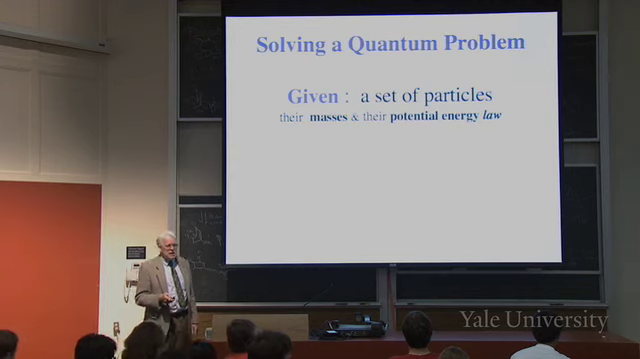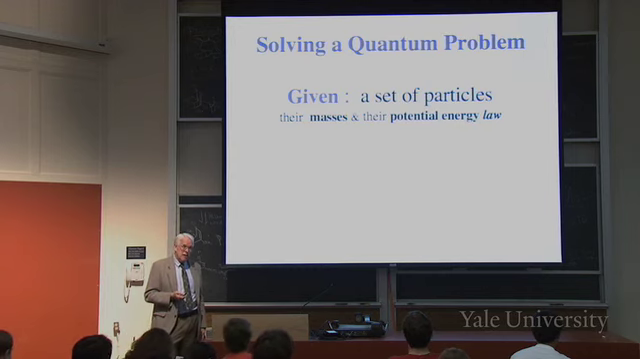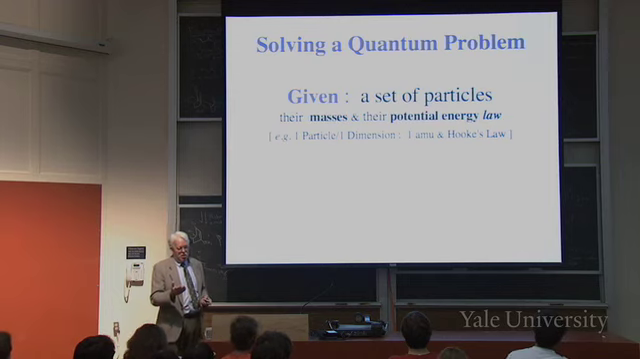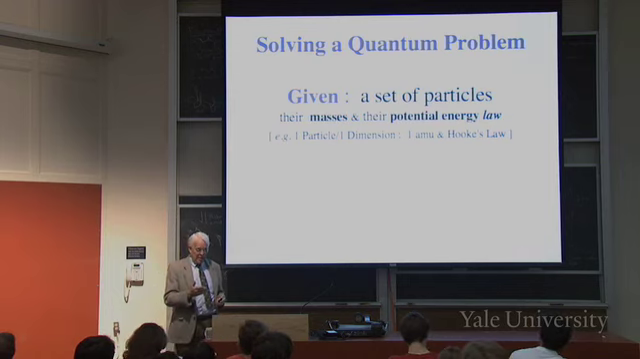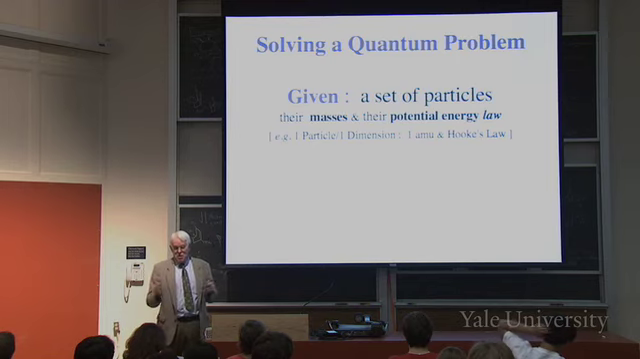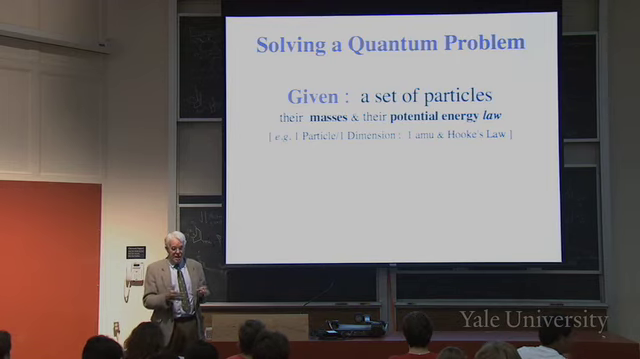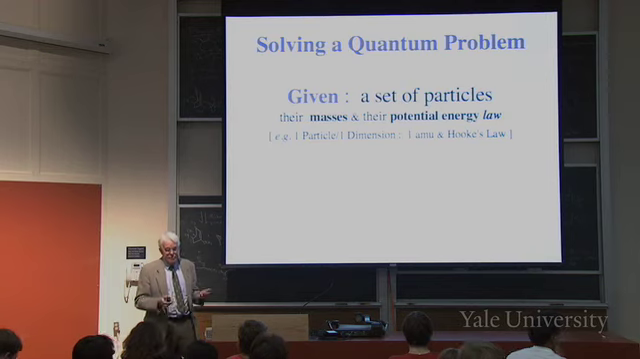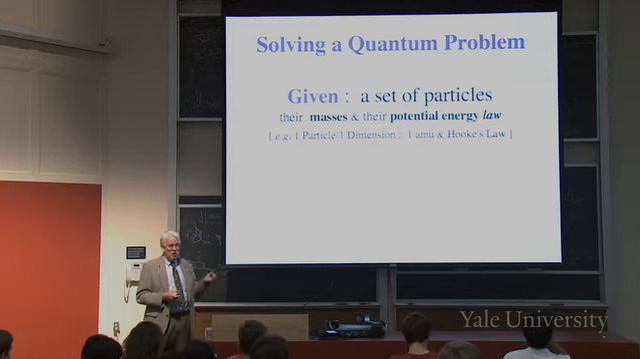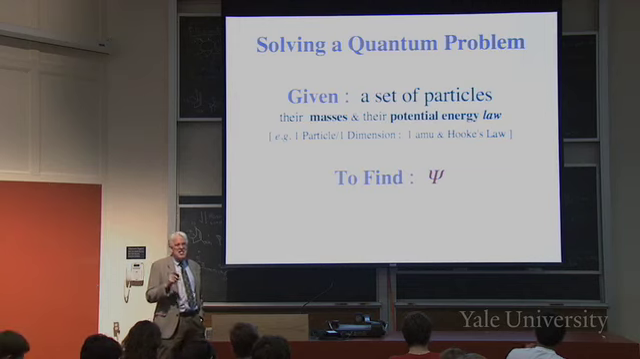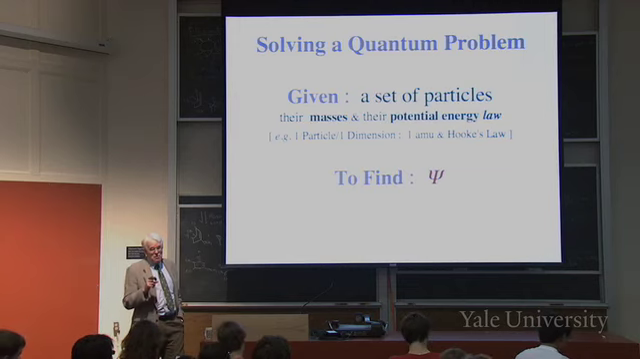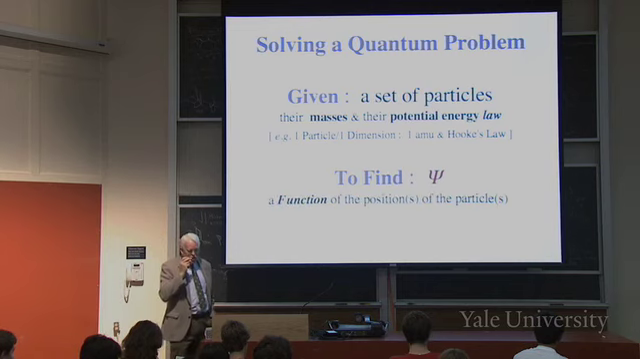Okay, now what do you need to find if you have a problem to solve? For example, you can have one particle in one dimension, so it could be one atomic mass unit is the weight of the particle, and Hooke's law could be the potential. Right? It doesn't have to be realistic. Could be Hooke's law, could be a particle held by a spring. Okay? To find is psi. You want to find the shape of this function, which is a function of what?